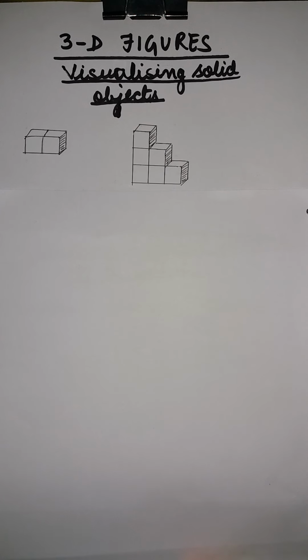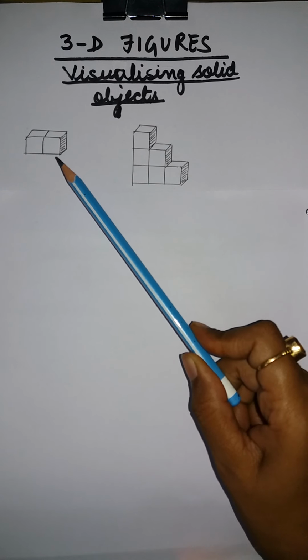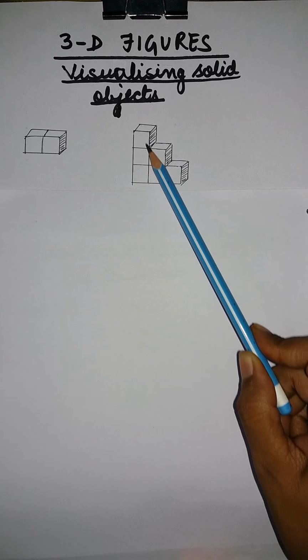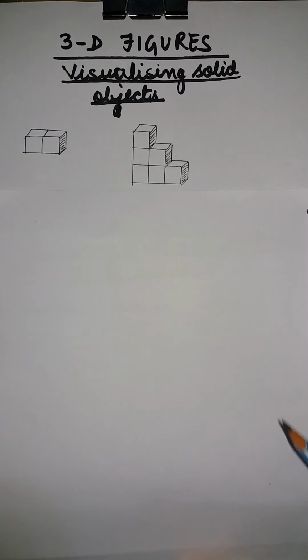Visualizing solid objects. We have seen earlier that we cannot see the whole solid from one place. Some of its faces are hidden, and we simply visualize the solid. Look at the following figures and count the number of cubes. Here we can count 1 and 2 cubes, and here we can count 1, 2, 3, 4, 5 and 6 cubes.